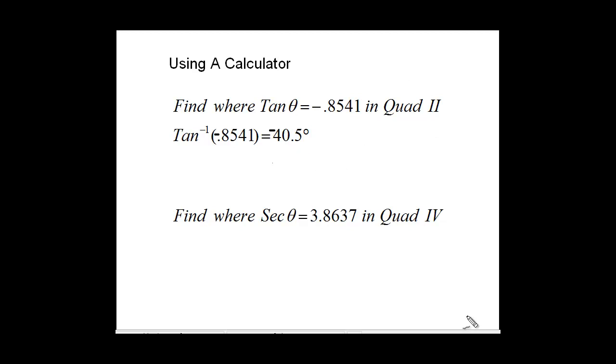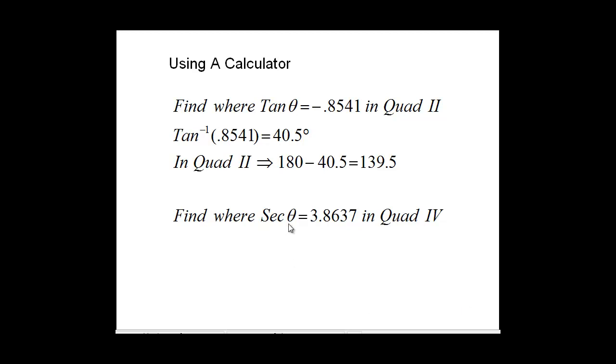So we take our 180 and subtract the negative 40.5, and you get 139.5, which is in the second quadrant. Let me put those negatives back in there for you. This was negative when you used the calculator. So you take 180, subtract the 40.5, which came from the calculator, to get back in the second quadrant.